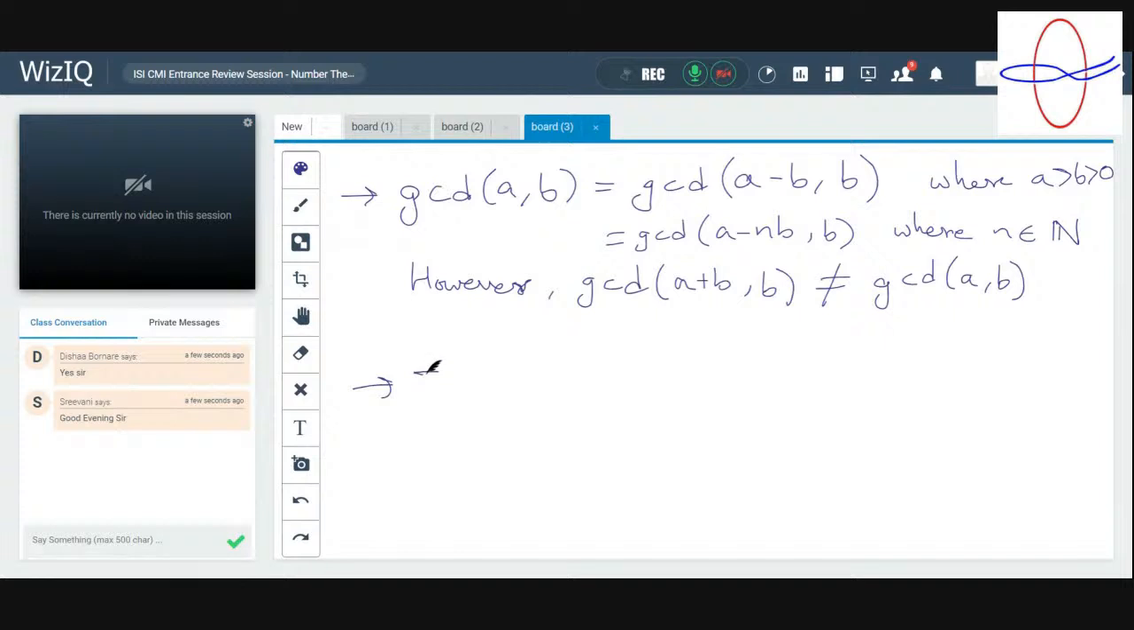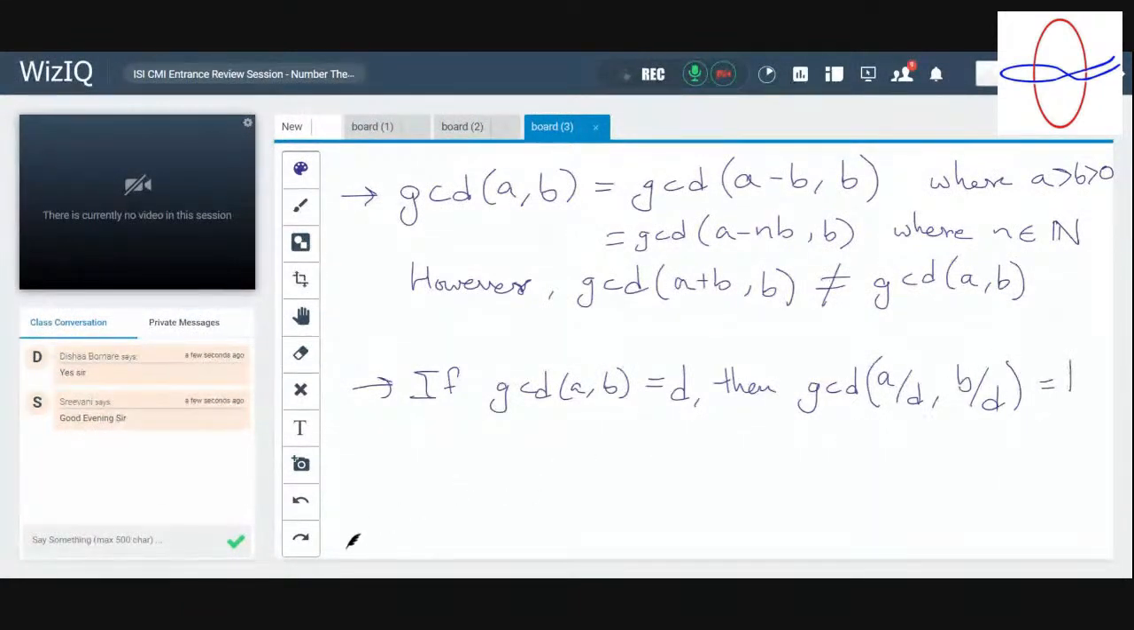Okay, so if the GCD of two numbers is some quantity d, some number d, then the GCD of a divided by d, which is obviously an integer, and b divided by d, is 1. So that is, these are coprime.